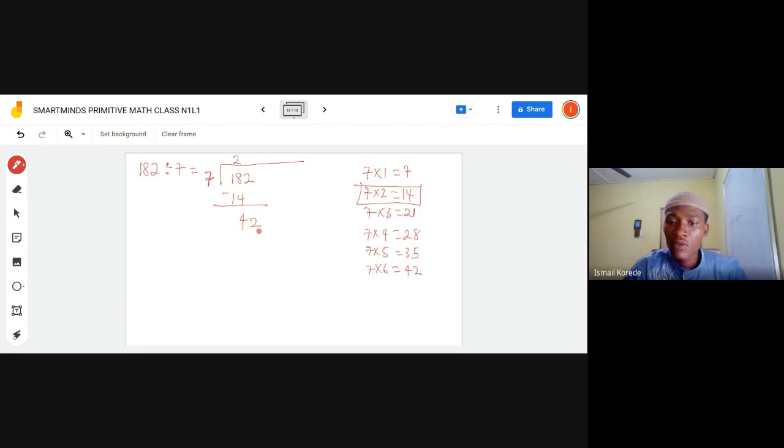So 7 in 42, that's 6. So 6 times 7, that's 42. Then we subtract 42 minus 42, that is 0. Again, 26 is our quotient. And we have no remainder.